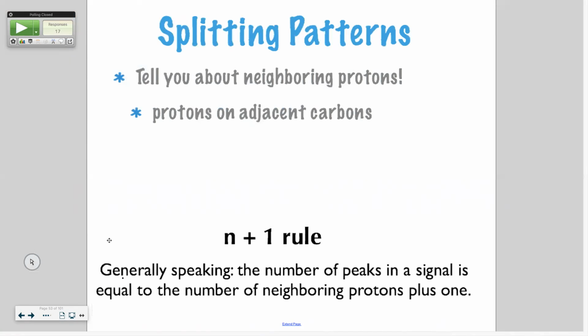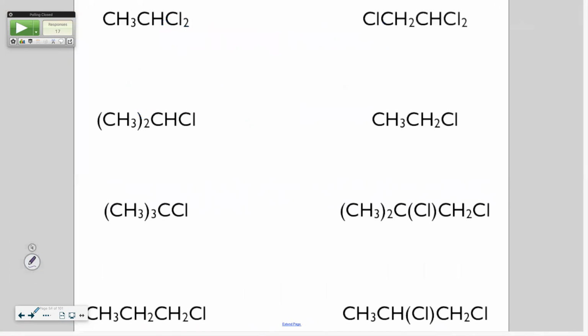Okay, so there is the N+1 rule. Generally speaking, the number of peaks in a signal is equal to the number of neighboring protons plus 1. It's important to remember this part: neighboring protons, next door neighbors. If you're 2 carbons away, you don't get to come to the party. Only the ones that are next door get invited. Everybody else has to stay home. All right, so we're going to figure out the splitting patterns for all of these compounds.